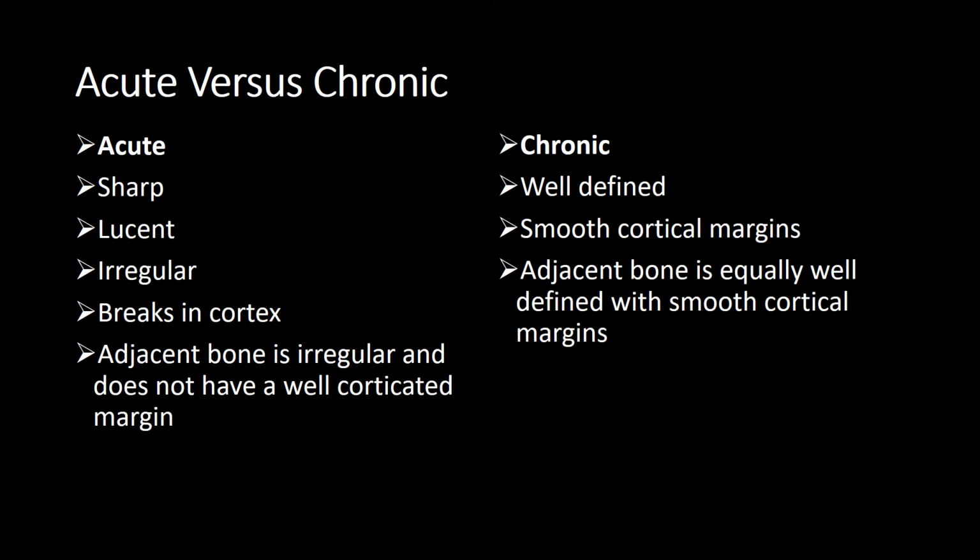So let's start with the basics. Let's learn to recognise the difference between an acute appearance and a chronic appearance. So an acute appearance, such as a fracture, is sharp appearing. There's a lucent line. There are irregular features. You will see a break in the cortex. And the adjacent bone is irregular and doesn't have a well corticated margin.